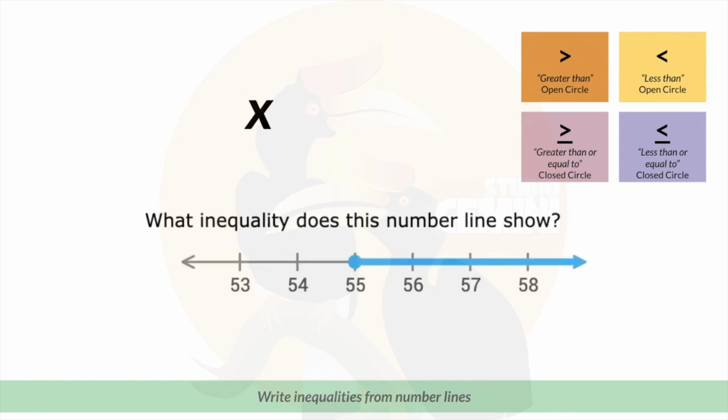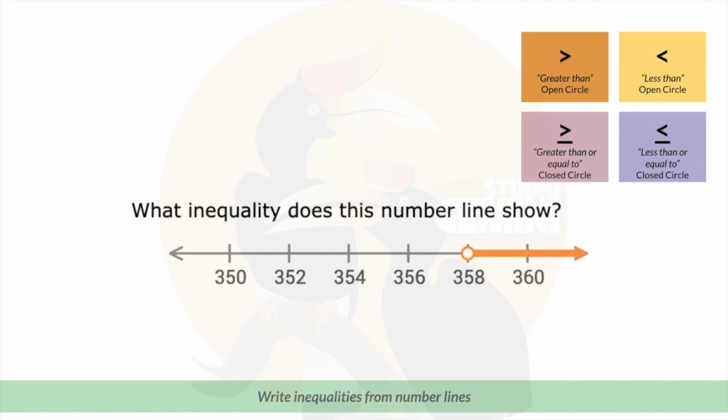In this example, we'll start with our x variable and our number. We have a circle at 55. Since we have a closed circle and values to the right are highlighted, greater than values, we'll use our greater than or equal to symbol. So this number line shows x is greater than or equal to 55.